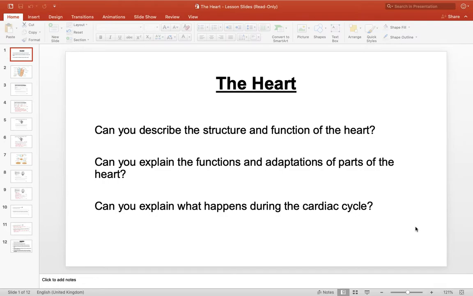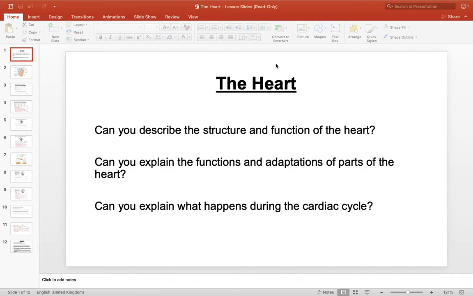Hello and welcome to our third lesson in this B4 topic. In previous lessons we've looked at the structure of the blood and how it's a tissue, what each part of the blood does, and we've also looked at blood vessels and how they're adapted in a circulatory system. So today's lesson we're going to be looking at the heart.